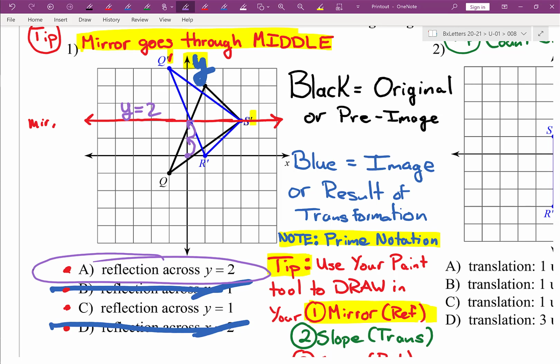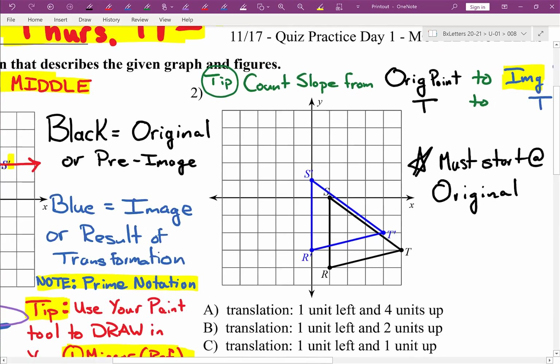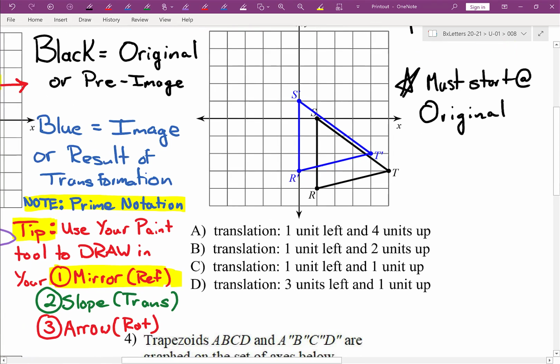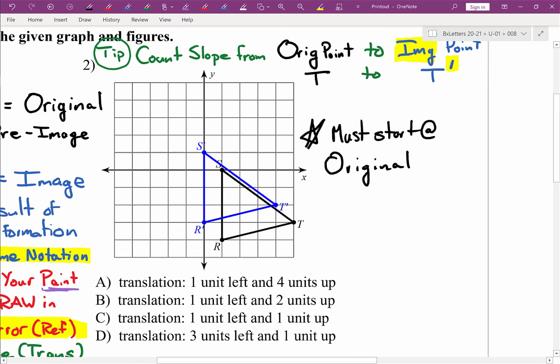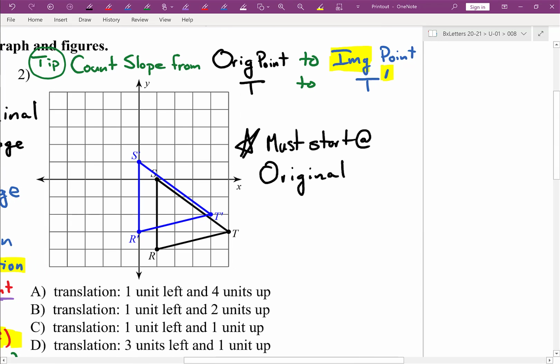So that is how you'll be identifying reflections. You can pause the video and rewatch if you need. We'll be moving on to translations. Now, for the reflection, you want to use your paint tool, and for translations, you're going to draw in the slope. You want to count the slope from the original point, the black shape without prime notation, to the image, the blue shape with prime notation. You're just going to pick one point.